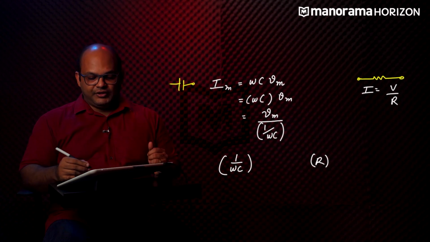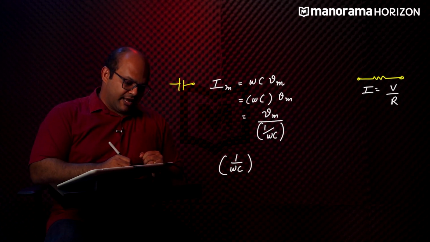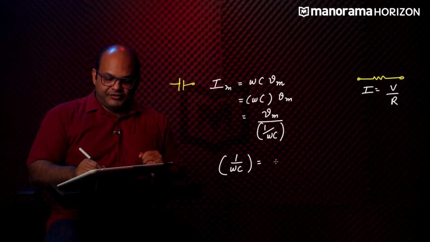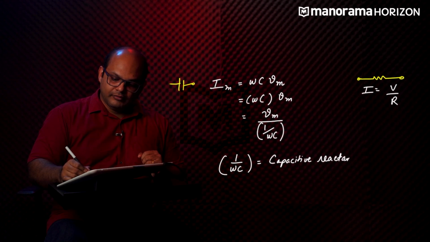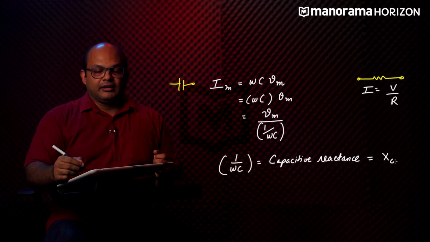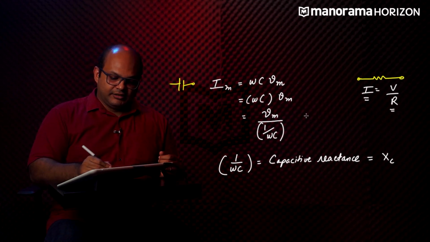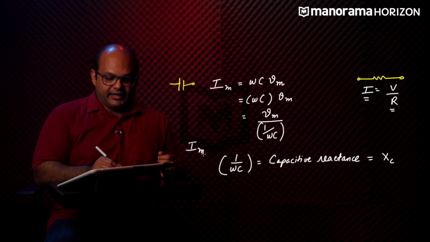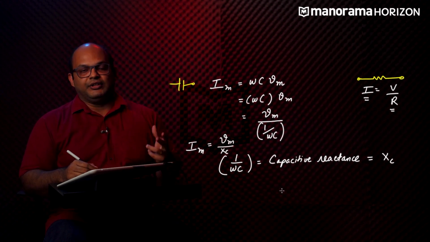So 1 upon omega c, this quantity, can be written as the capacitive reactance of this capacitor, or XC. So just as we say that current in a resistive circuit I is equal to V upon R, we can say that current in a capacitive circuit Im is equal to Vm upon XC, where XC is equal to 1 upon omega c.